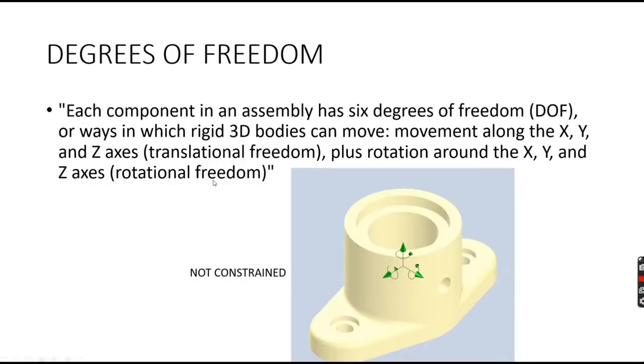Okay, we're going to look at degrees of freedom. Each component that we put in an assembly drawing has 6 degrees of freedom by default, called DOFs. There's moving along the X, Y, and Z axis, that's translational freedom, plus rotation around the X, Y, Z, that's rotational. So there are 6 of them. This one is not constrained. You'll see the translational X, Y, and Z, and then the rotational on each one.